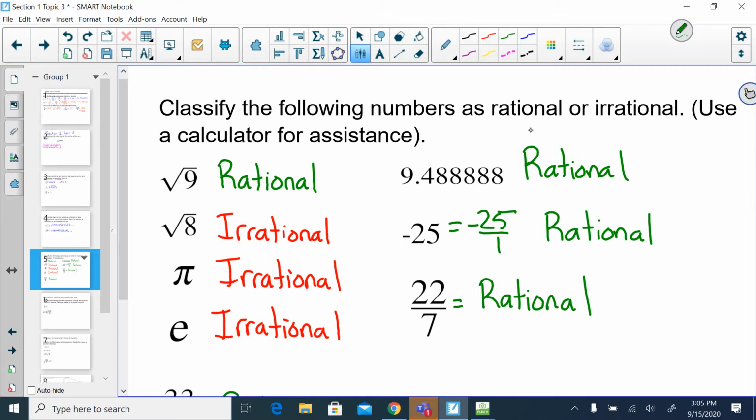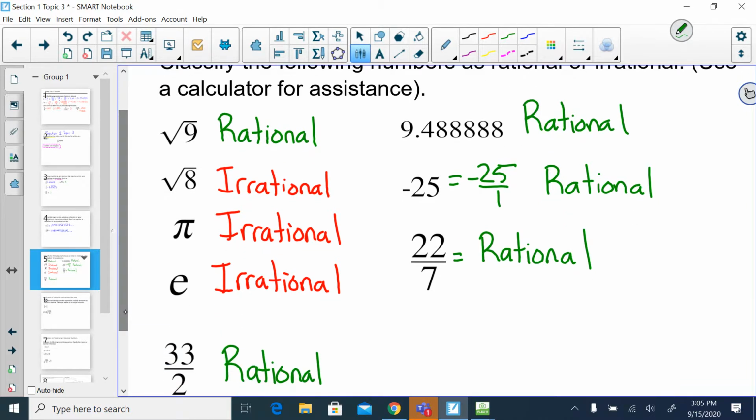So this is how you classify the difference between a rational and an irrational. Again, your irrational numbers have a very long, non-repeating decimal that doesn't end, and your rationals are numbers that you can write as a fraction or as a terminating decimal.